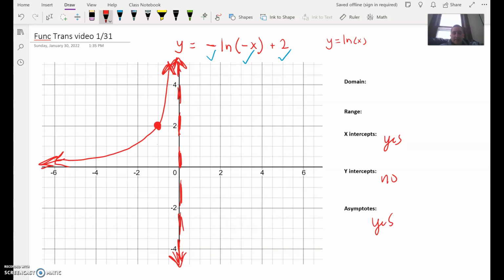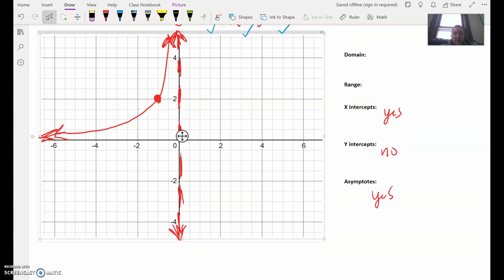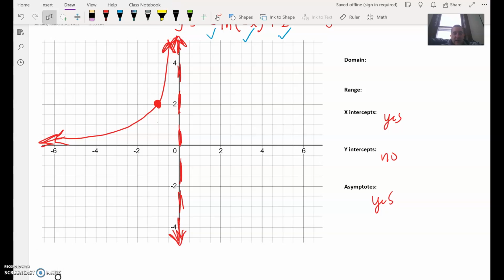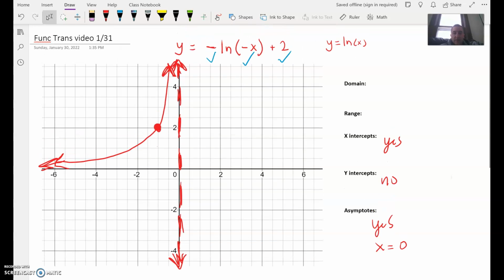Asymptotes, yes. And if I even wanted to give you the equation of that line, it's right through the y-axis, so that's the line x equals 0. It's the equation for it.